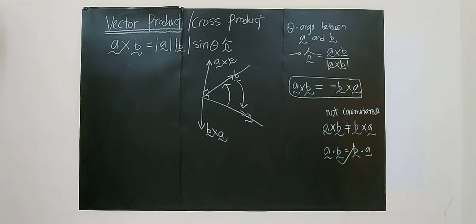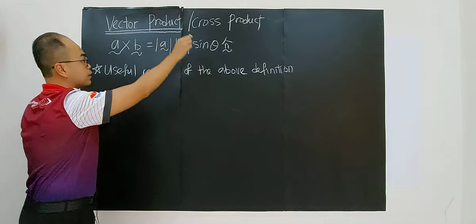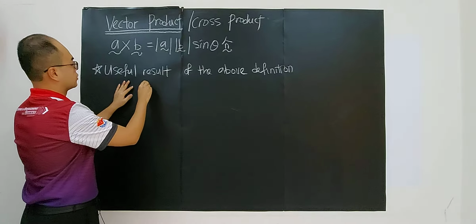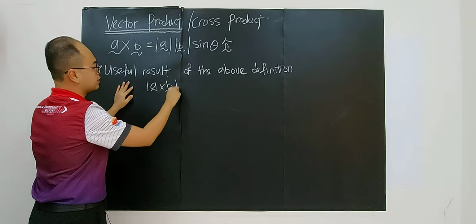Let's see other properties of the vector product, and discuss some useful results of the above definition, as we can rewrite the definition in another form. I'm finding the magnitude of A cross B because I know a cross product produces a vector. Later on, I will teach you how to do the cross product. The special thing is that the vector product produces another new vector, a quantity with magnitude and direction.